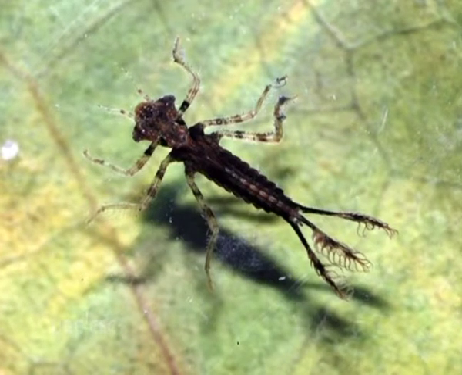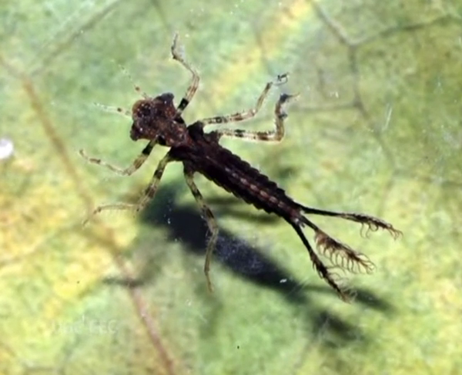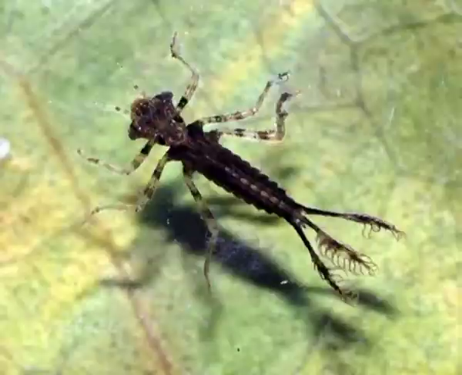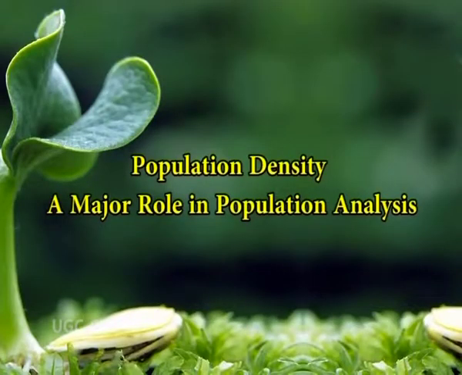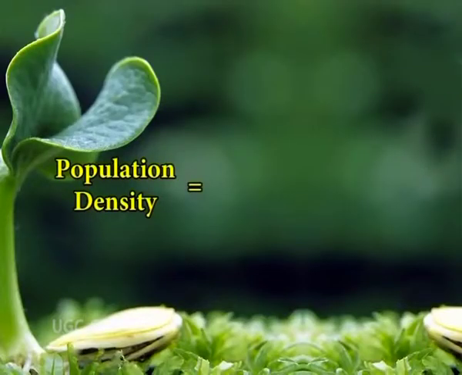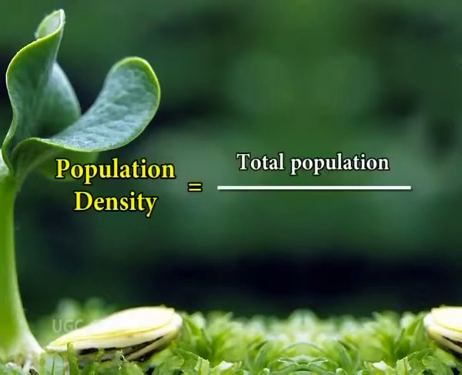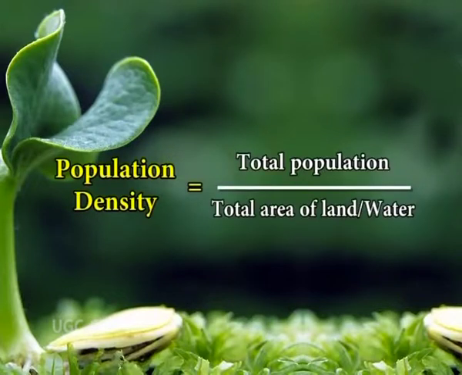Larvae of dragonflies, for instance, live in the water for a hemipopulation. Population density plays a major role in population analysis. Population density means the size of the population of a particular species in a given unit of area or space. Its basic method of calculation is by dividing the total population by the total area of land or by total volume of water, whichever is applicable in case of a particular species.